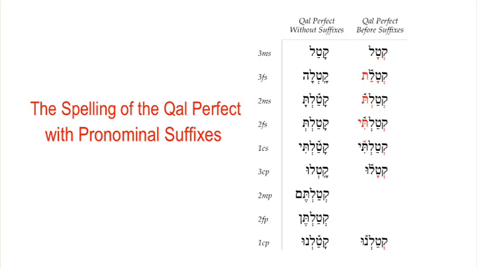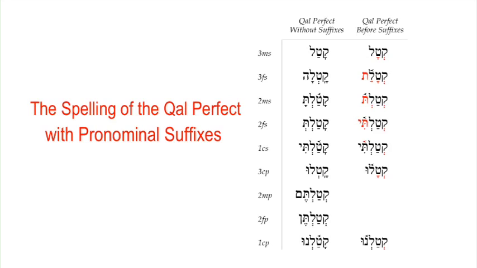The perfect conjugation verbs. Look at your chart with me. In this chart, you're going to see the spelling of the Qal perfect with pronominal suffixes. In the left column, you will see the regular spelling of the Qal perfect without suffixes, your paradigm forms. In the right column, you will see the Qal perfect as it is spelled before it takes a pronominal suffix. Notice in this particular chart, the 2MP and the 2FP categories are blank.